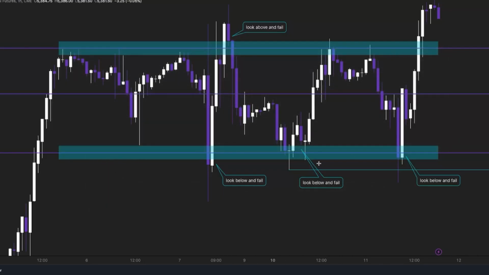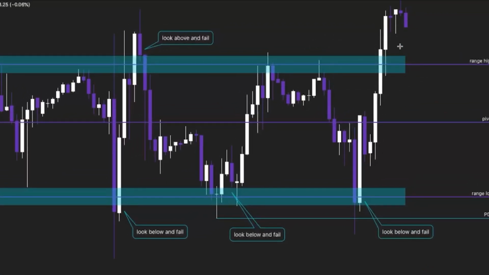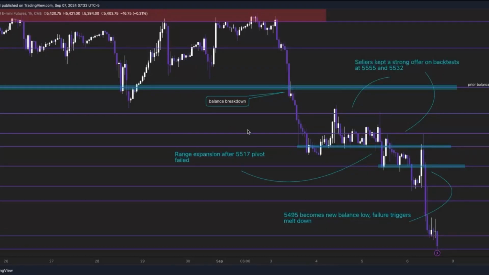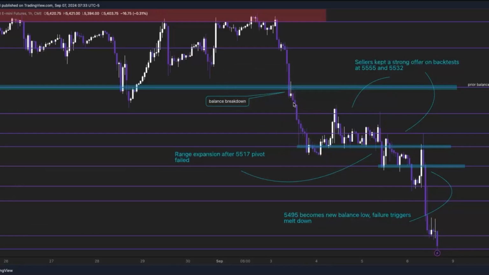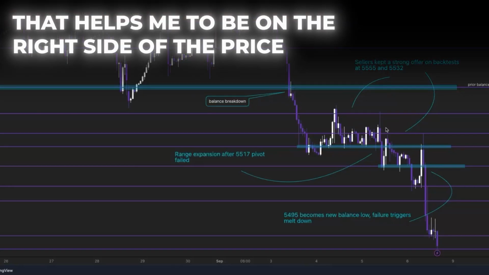So understand where I am on high time frames. If I've just had a base breakout to the upside, I want to be buying dips, staying long and trailing longs. If we've just had a base breakdown to the downside, if we're trading underneath a base after a base breakdown like this, I want to be primarily short. I want to be selling pops, and I want to be trailing shorts to the downside. Just understanding where I am within higher time frame structure helps me be on the right side of price for the majority of the time.